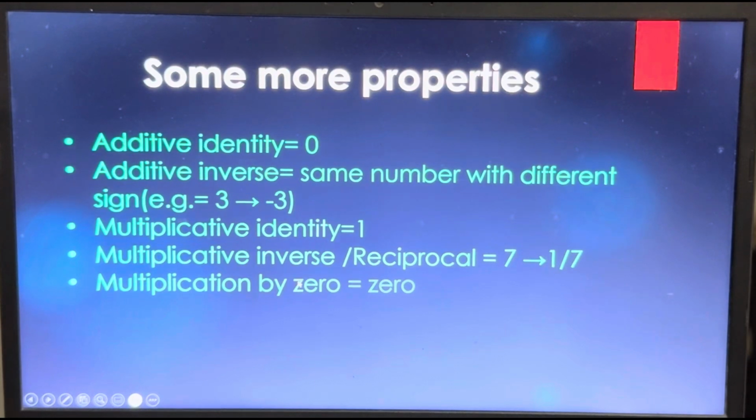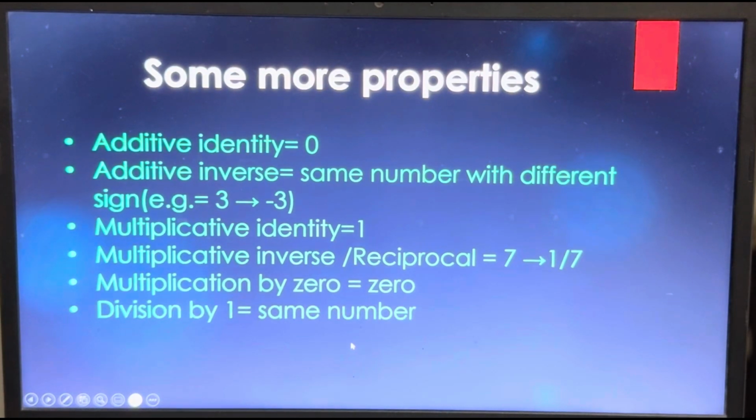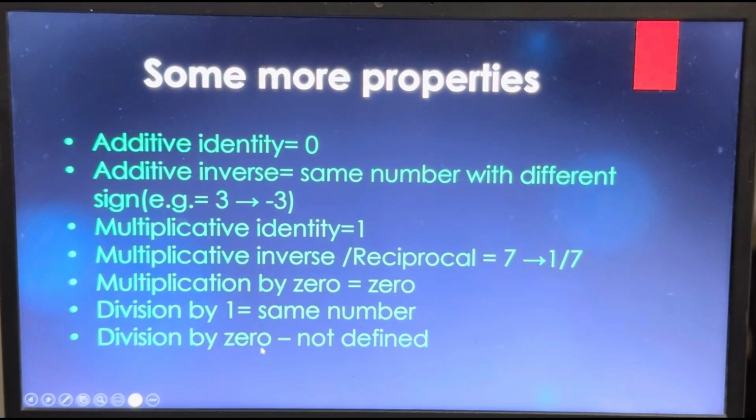Then multiplication by 0, the answer will be 0. Any integer you multiply by 0, you will get 0. Then division by 1, you divide any integer by 1, you get the same integer. Like -4 divided by 1 will give you -4. Division by 0. Division by 0 is not defined, whether it is natural number, whole number, or integers, right? So 0 can never be a divisor. Remember, these are very important properties, so you can just go through this before your exams.